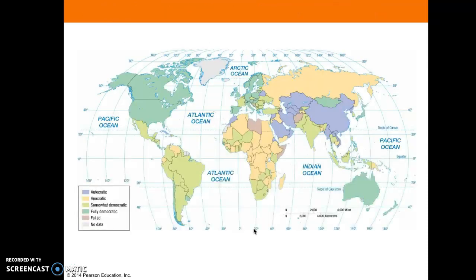If you look at this map worldwide, you can see where we have autocratic nations. That's the bluish-purple. You can see that we have anocracies, which are mixes between an autocracy and a democracy. And then you have the green, which are somewhat democratic. And then you have the dark green, which are fully democratic. And then you have a few red ones that are failed states, like Somalia and Libya.